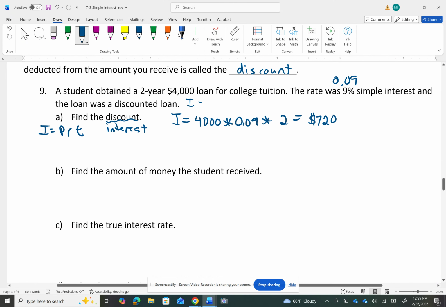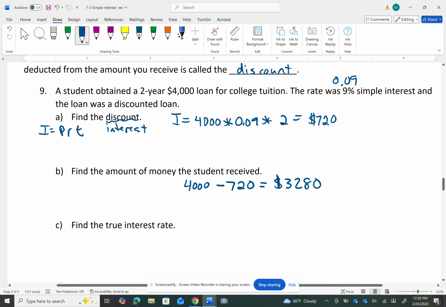All right, now here's what's going to happen: you wouldn't receive $4,000. What you would receive is 4,000 minus the 720, the interest that you're supposed to pay them. So you would only receive $3,280. You wouldn't walk out the door with 4,000. You'd walk out the door with 3,280.